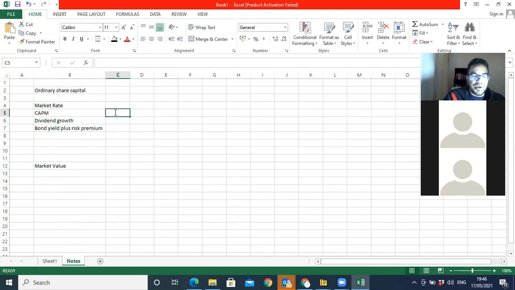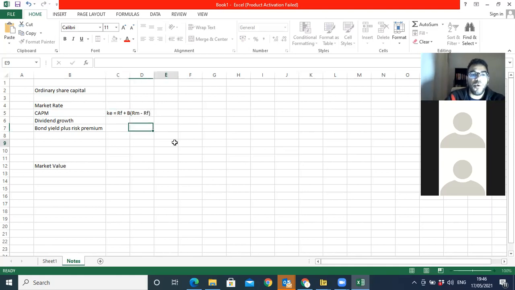Now for CAPM, the market rate, cost of equity, equals the risk-free rate plus beta. Beta is a Greek symbol. My laptop doesn't have it, so I'm just using B for beta. But remember, you can't write B because they're not going to know what it is. You must write the symbol that represents beta. So cost of equity equals risk-free rate, which is typically your government bonds, plus beta multiplied by market rate minus risk-free rate.